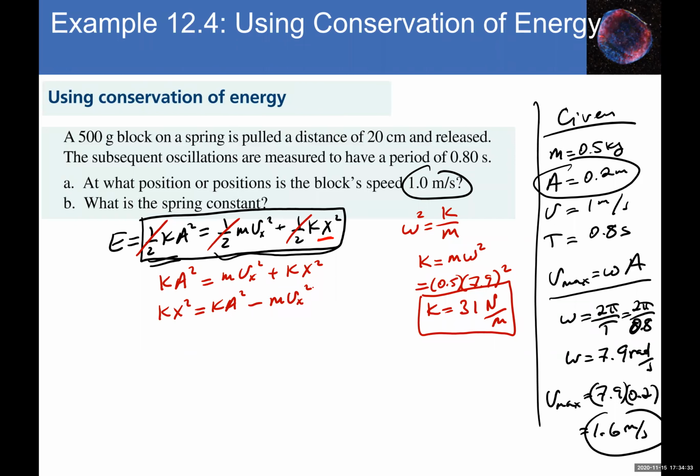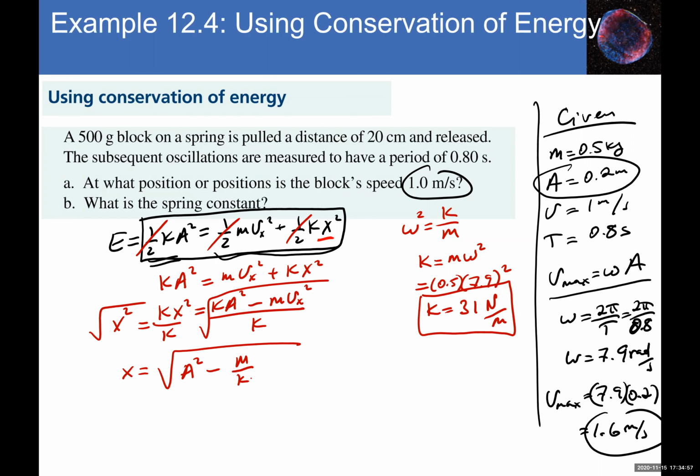That means I switch the sides and move the mvx squared to the right. Divide both sides by k. Oops. And then I have my x squared. And obviously from here, just take a square root of both sides. Then x equals the square root of ka squared over k, which just becomes a squared, minus what I have here, m over k, vx squared. All right, so basically I have that.